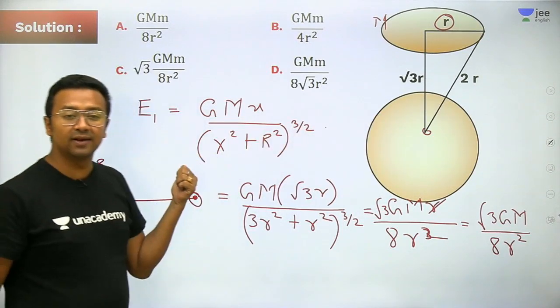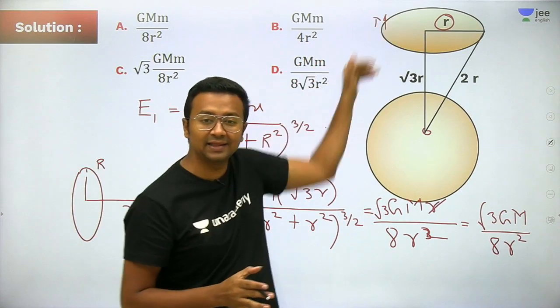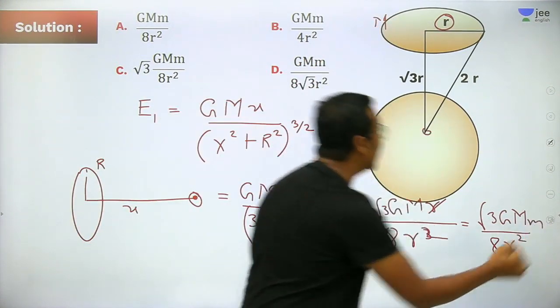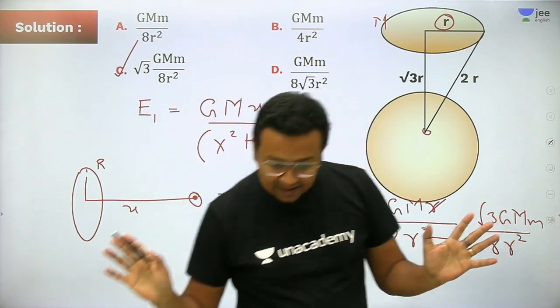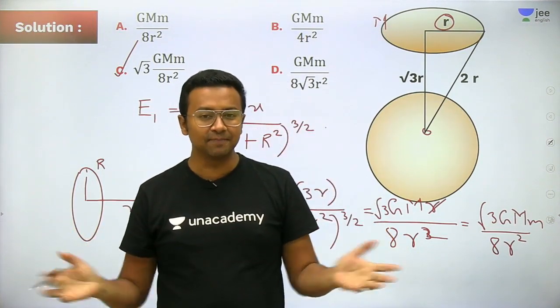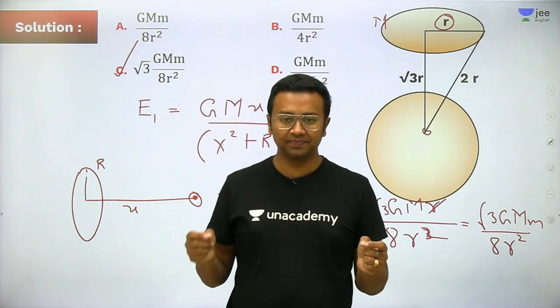So what did we find out here? We found out the field. We need to find out the force of interaction between the ring and the sphere. So you just multiply it with the small m and you get option C as the correct answer. Did everybody understand this? Okay, awesome. Everybody is convinced. It's option C.